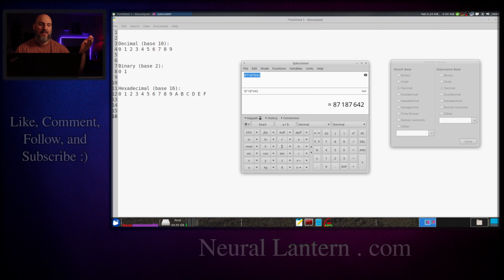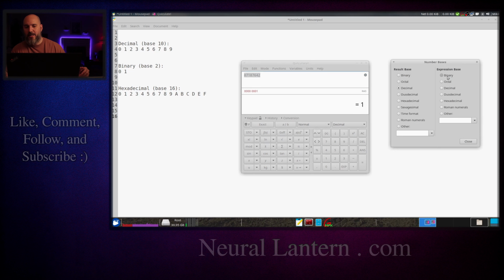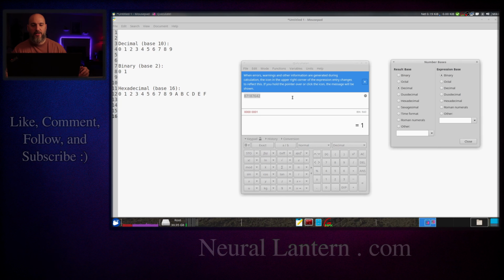So you can see that if I type a number in decimal and show it in decimal, then it's the exact same size as you probably have suspected. But if I represent this exact same number in binary, you should probably expect that the representation is going to be way longer because, again, binary only has 2 characters to work with, so it's harder for it to represent the same information. So I'm going to change the expression base here to binary. Oh no, what's happening?